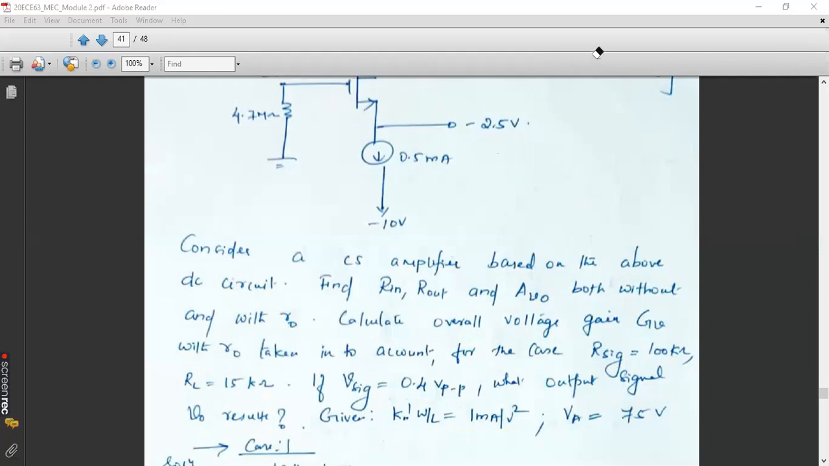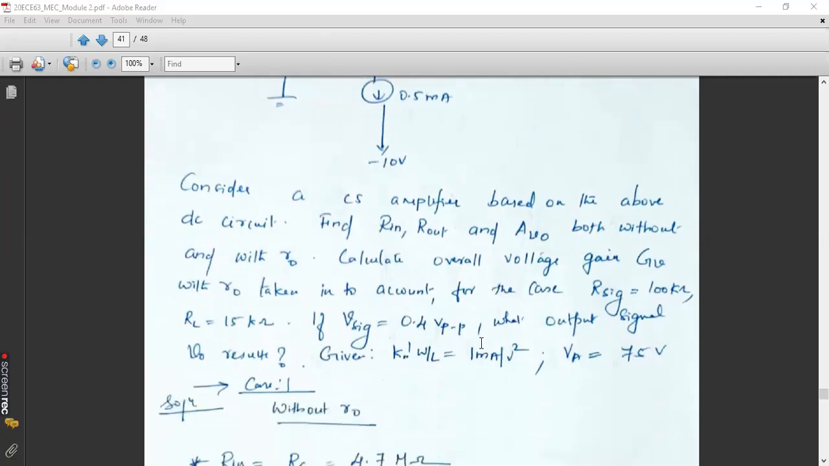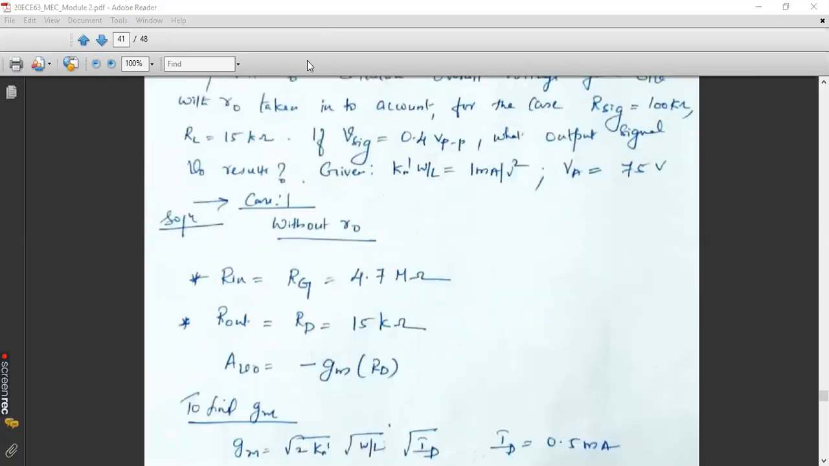So let us first discuss our case one. Why am I dividing it into case one and case two? Because it is mentioned that I have to find R in, R out, and V naught for with and without R0 cases. So let us go with the first case. Here it is mentioned without R0. So take the without R0 case.